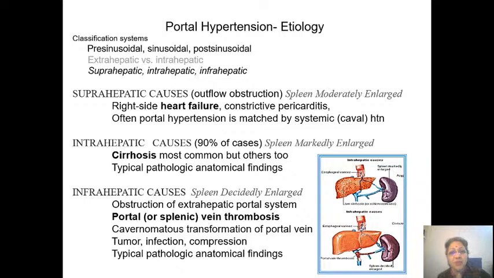They have inborn errors of liver metabolism, which can give rise to portal hypertension. In pathology, when you put it under a microscope, you'll have typical findings if there are intrahepatic causes of portal hypertension. So you have the diseased liver, in this case, liver cirrhosis.